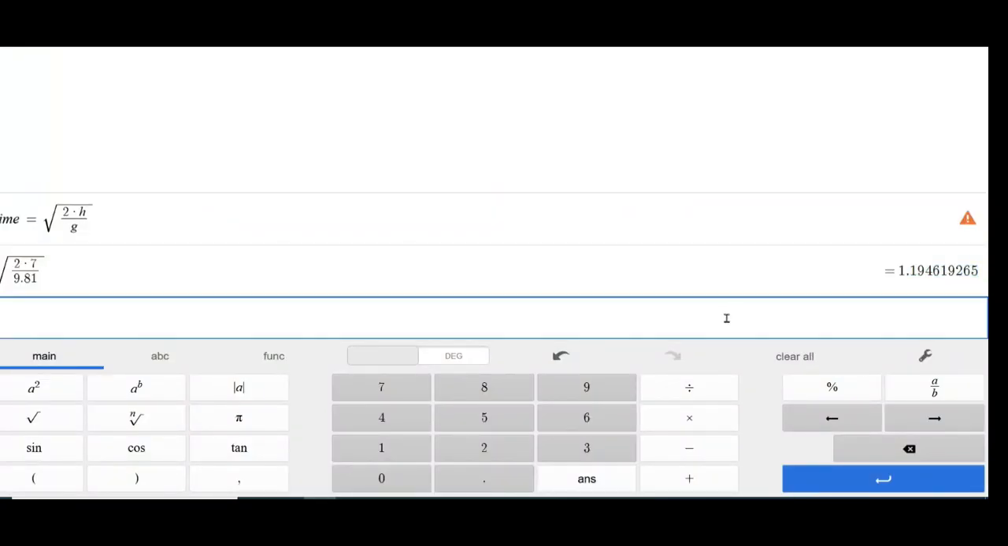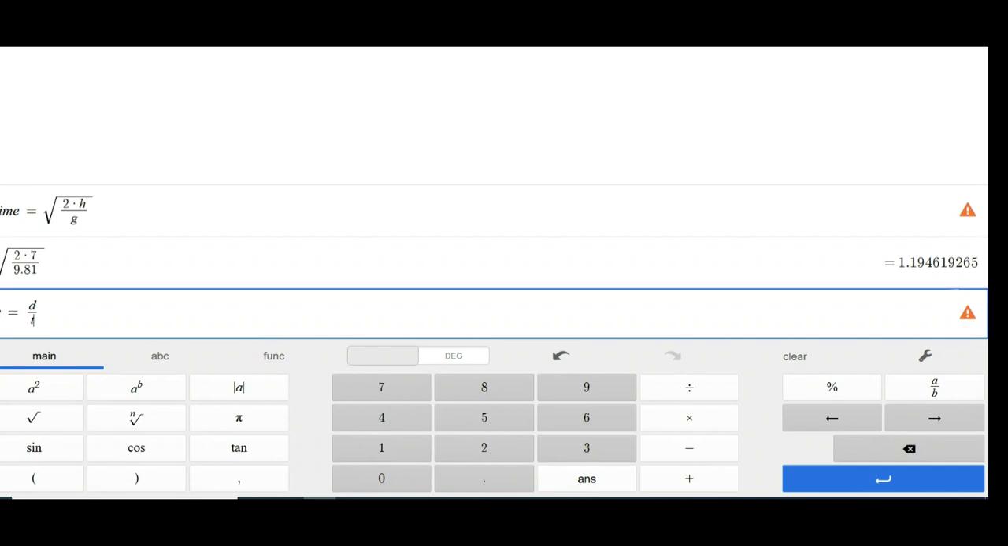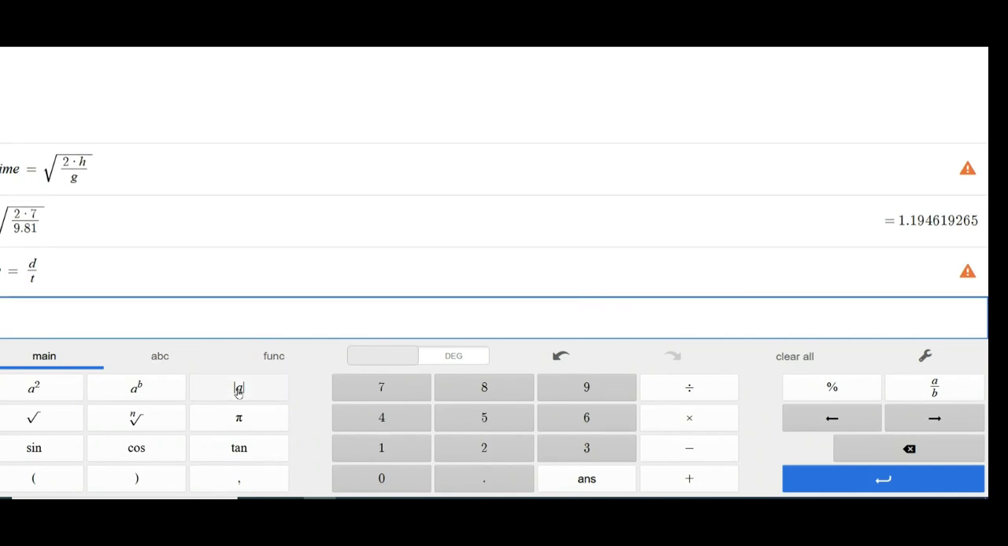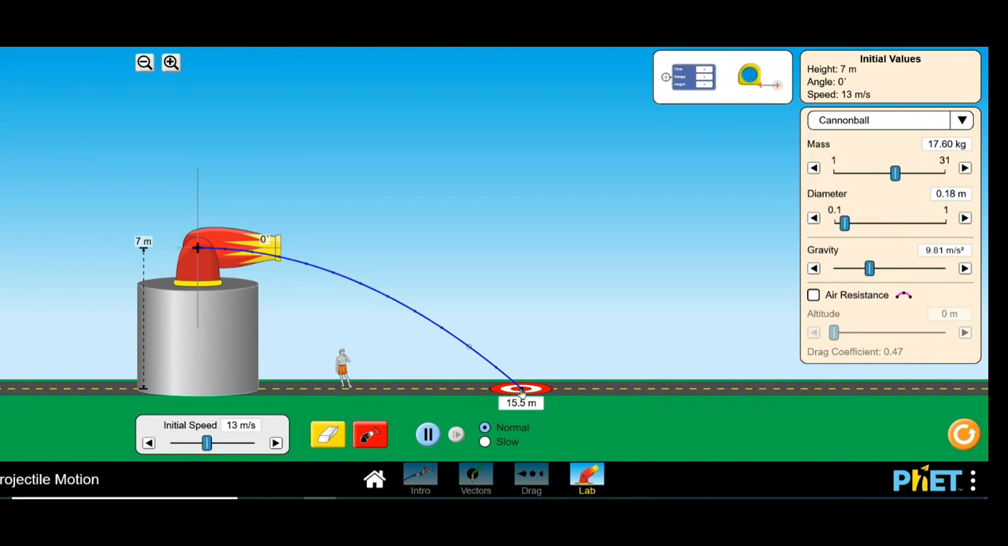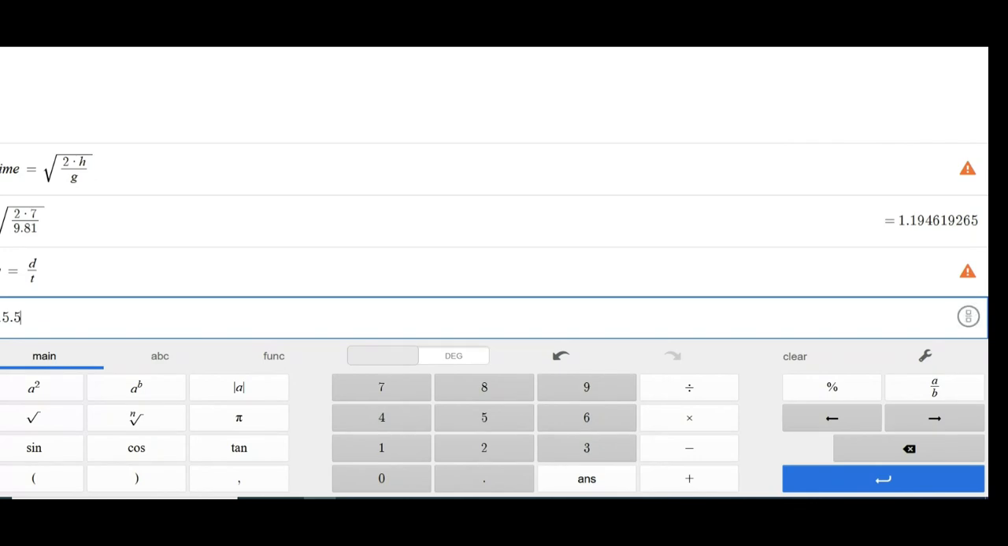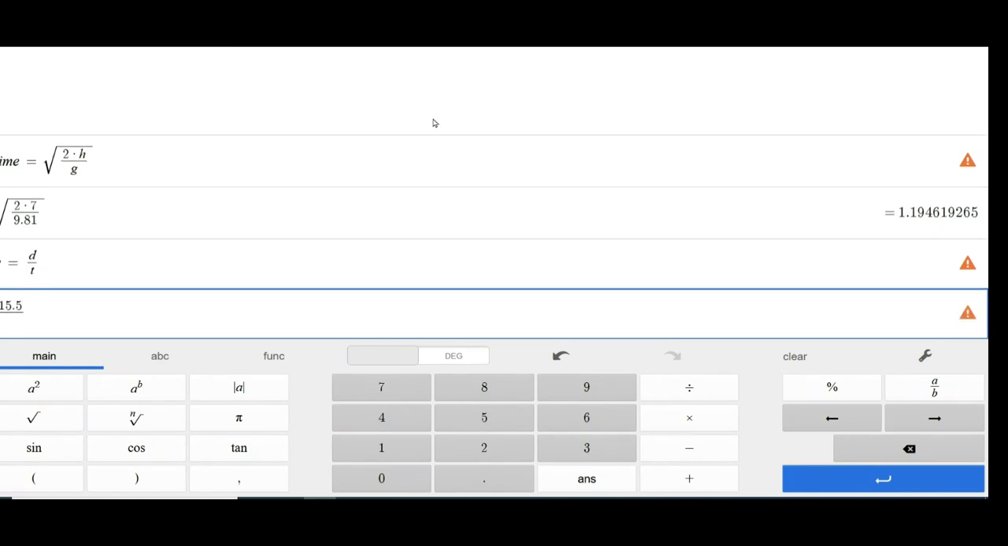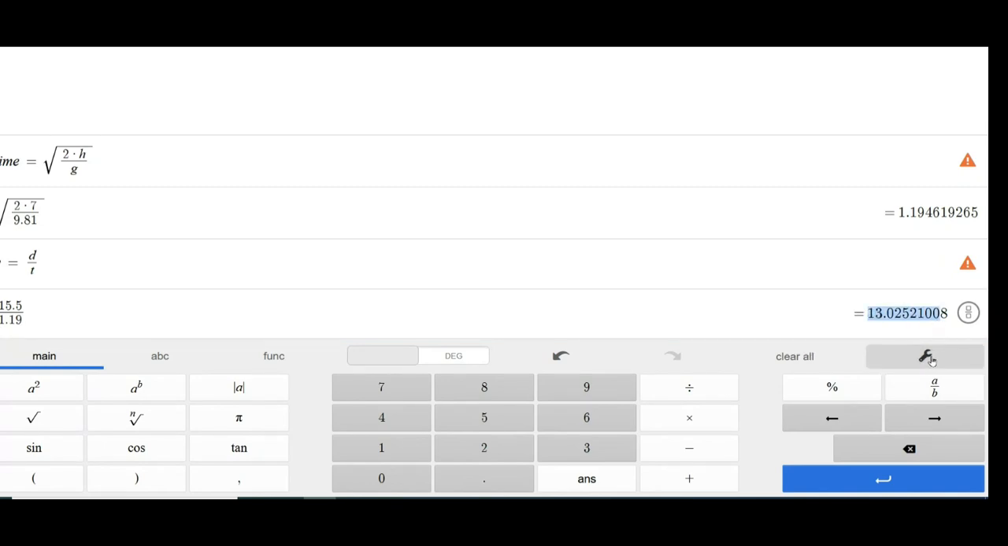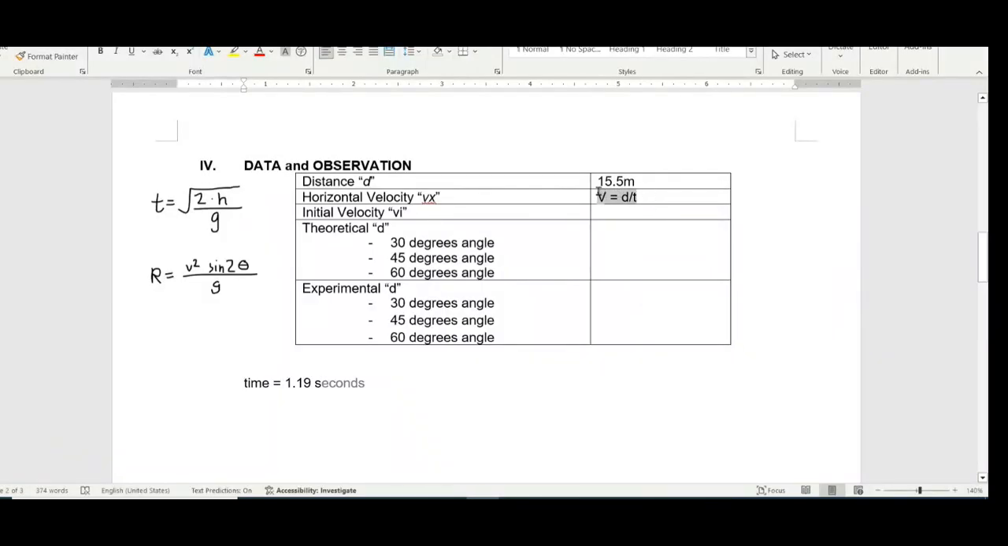Since my time is 1.19 seconds, I can now find velocity, which is equal to distance over time. What's my distance again? 15.5 meters. So I put 15.5 meters over my time, 1.19, and that will give me 13.025 meters per second. I can simplify it to one decimal place, so 13.0 meters per second. So this is how you would find your horizontal velocity.